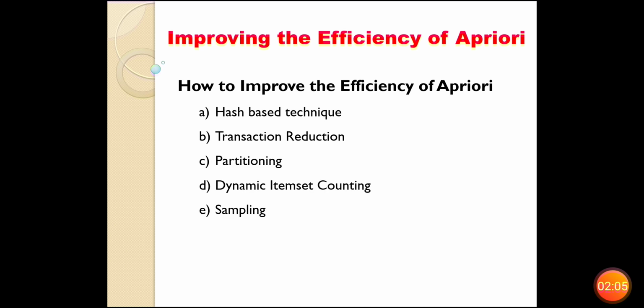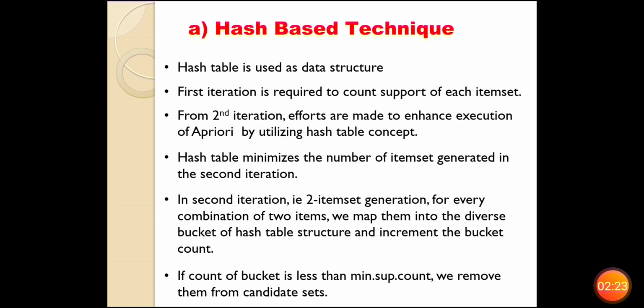To improve the efficiency of the Apriori algorithm, there are a few methods. First one is hash based technique, then transaction reduction, then partitioning, then dynamic item set counting, then sampling. The first method we'll see is the hash based technique.